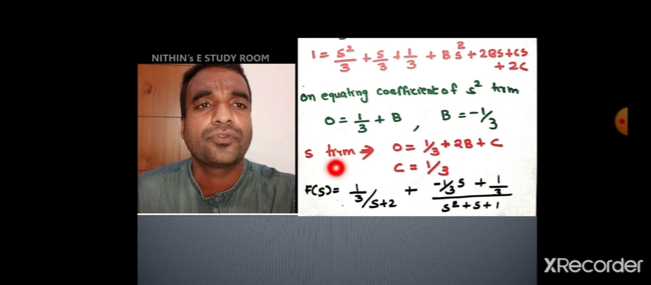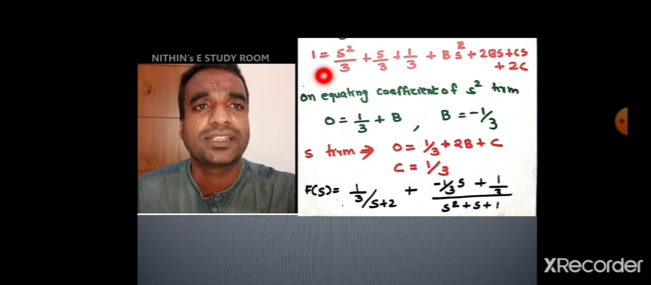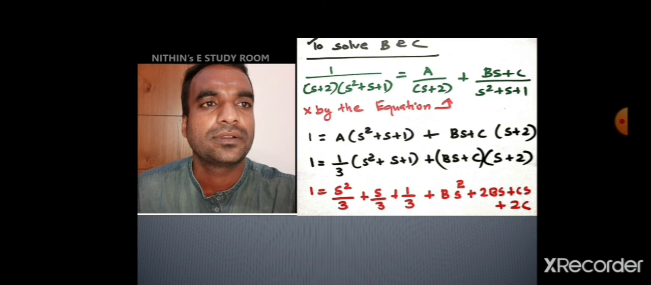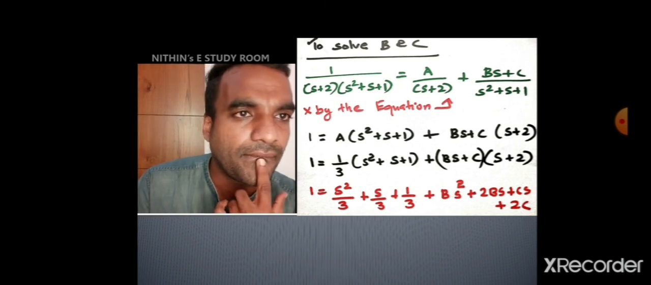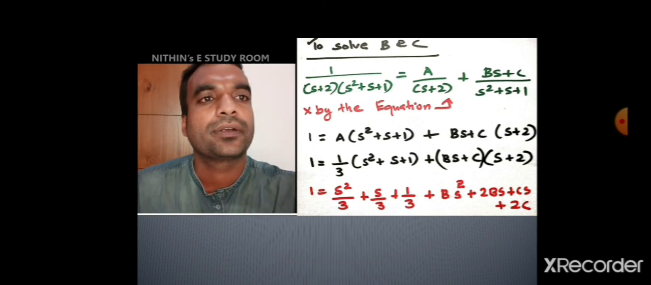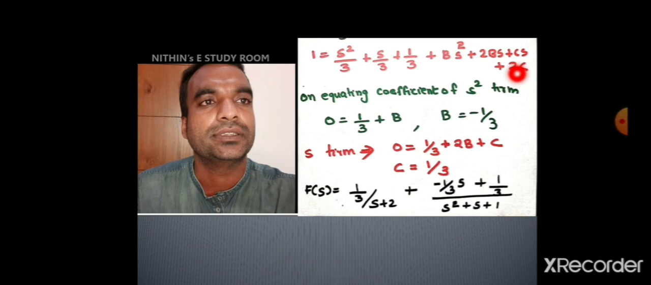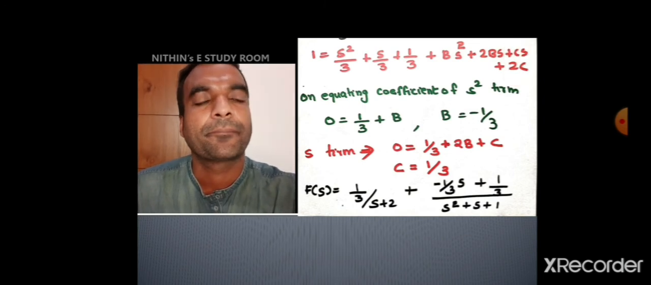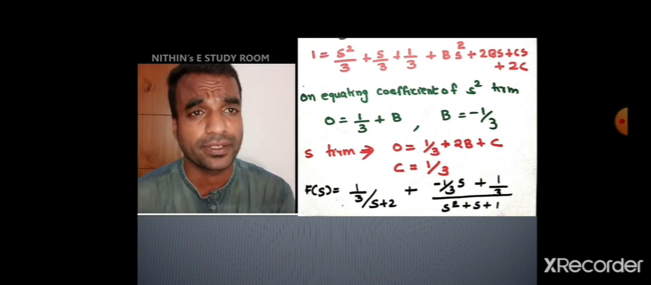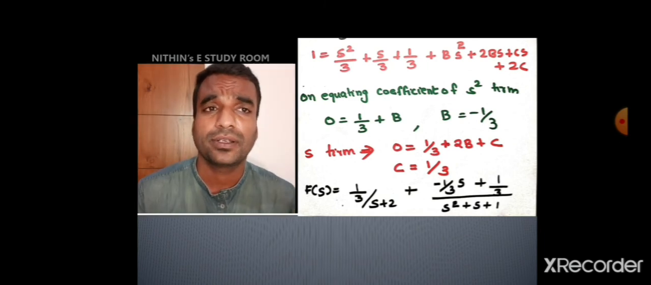And if you are going to find the coefficient of s term, please check. On the left side it is 0, no s term. On the right side it is 1 by 3 plus 2b plus c. Okay, put the b value in that equation, and now you will get c is equal to 1 by 3. So now you got b and c.